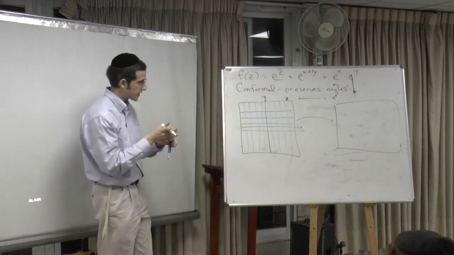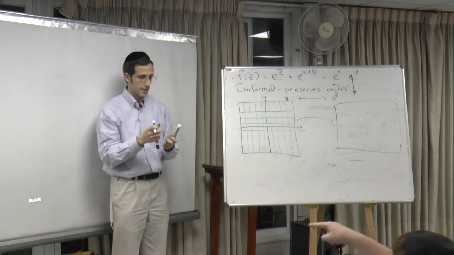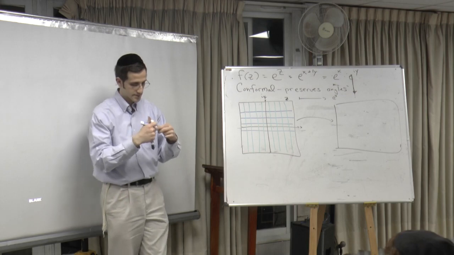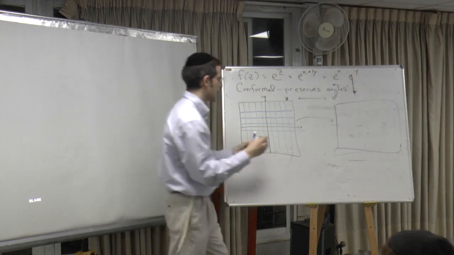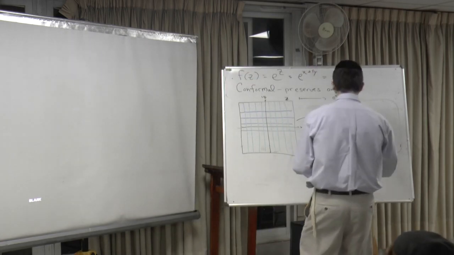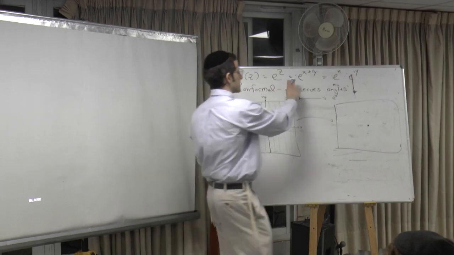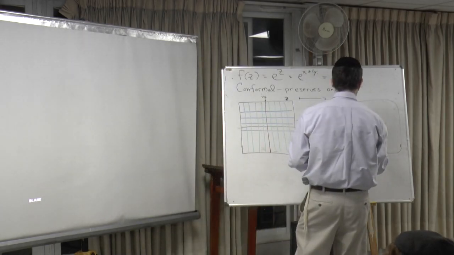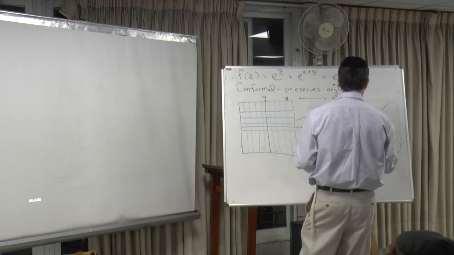And it's not very hard to see that the lines parallel to the x-axis, it's pretty easy to see this just from the fact that this holds, right? So these lines get sent to these lines.